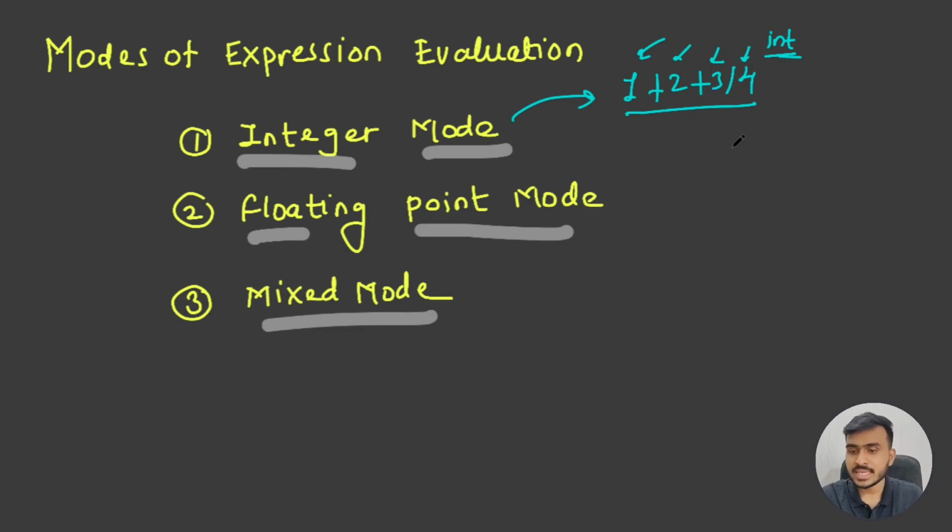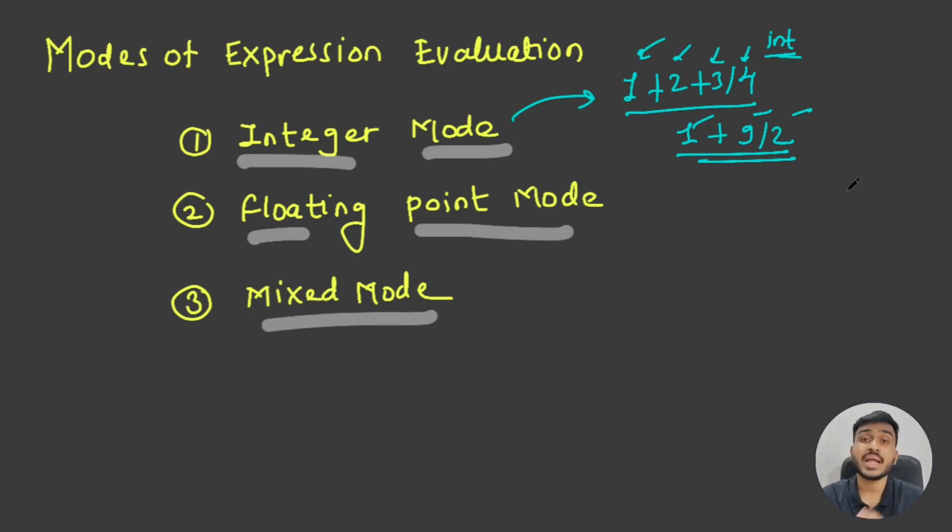The previous example that we saw in VS Code, the first expression, was like this: 1 plus 9 divided by 2. So this expression was an integer mode expression. Why? Because all the operands are integers. Now what happens in the integer mode? In the integer mode, as all operands are integers, the result of each and every sub expression of the expression is also going to be an integer.